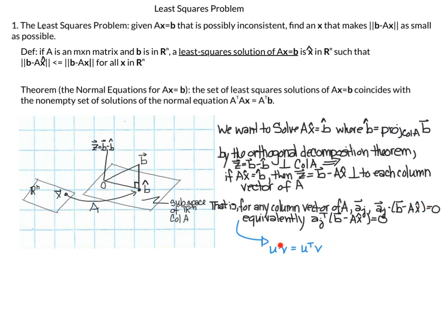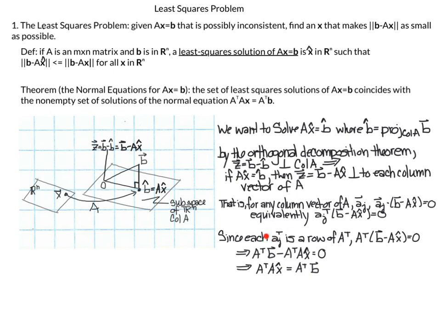Or equivalently, to change from a dot product to a multiplication of two vectors, U dot V is equal to U transpose V. So equivalently, this statement is A sub j transpose times B minus AX hat equals 0. Each A sub j transpose is a row of A transpose, because you get A transpose by taking the column vectors, transposing them, and making those the rows. So since each A sub j transpose is a row of A transpose, then A transpose times B minus AX hat equals 0.